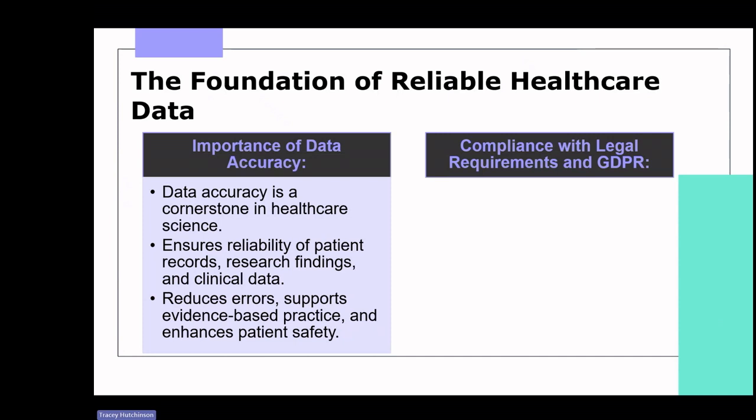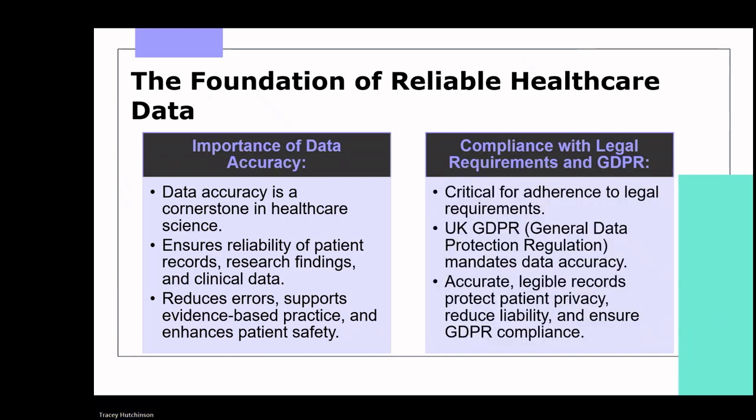In relation to compliance with legal requirements in GDPR, data accuracy is critical for complying with legal requirements, including the UK GDPR. Accurate, legible records protect patients' privacy, reduce liability, and ensure that data is handled in accordance with data protection regulations. These factors ensure effective data management and compliance.